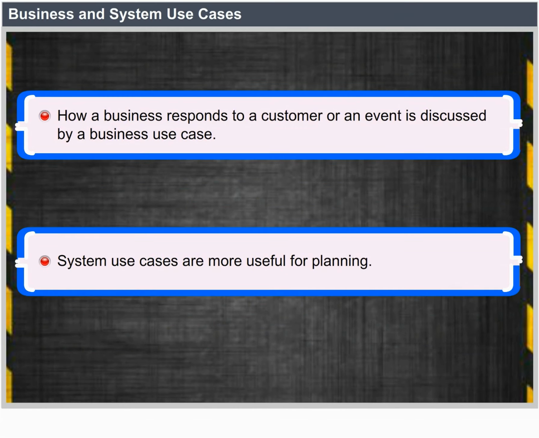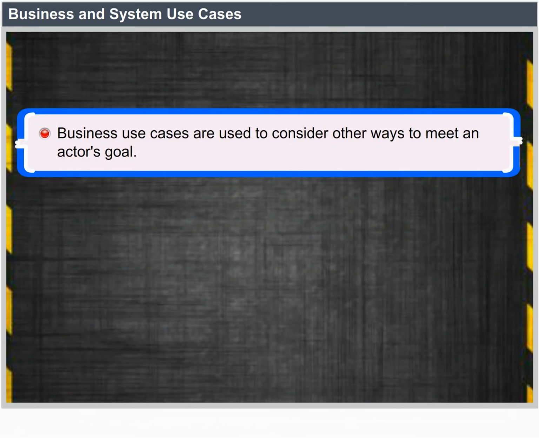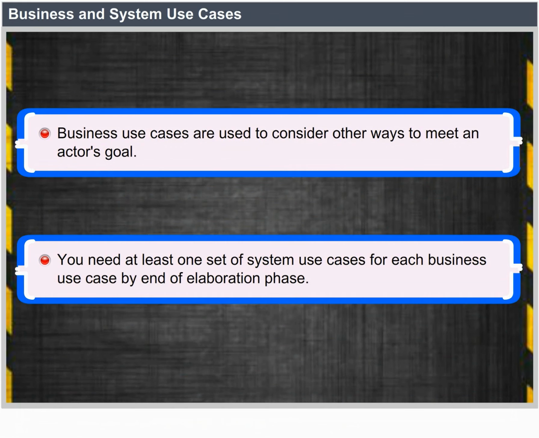System use cases are more useful for planning. Business use cases are used to consider other ways to meet an actor's goal. You need at least one set of system use cases for each business use case by the end of the elaboration phase.